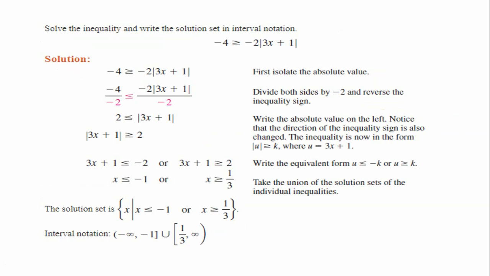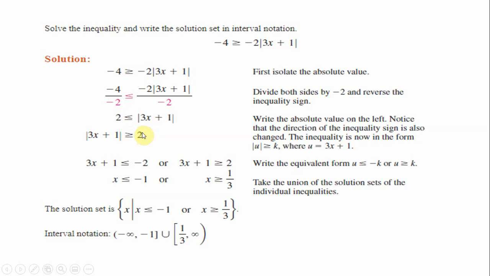So this one's going to end up with another version. I want to solve this. Basically, I want the absolute value by itself. So I've got negative 4 greater than or equal to negative 2 times this. So I'm dividing both sides by negative 2, and I switch the order. 2 is less than or equal to the absolute value of 3x plus 1, or equivalently, the absolute value of 3x plus 1 is bigger than or equal to 2. This is the bigger than version.